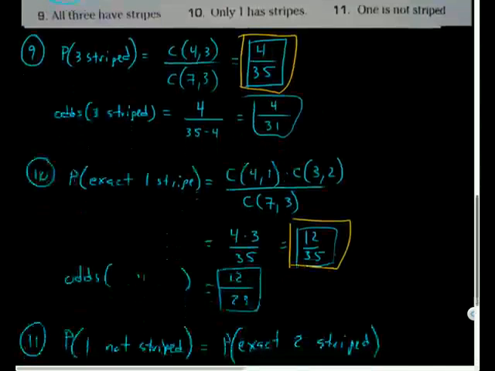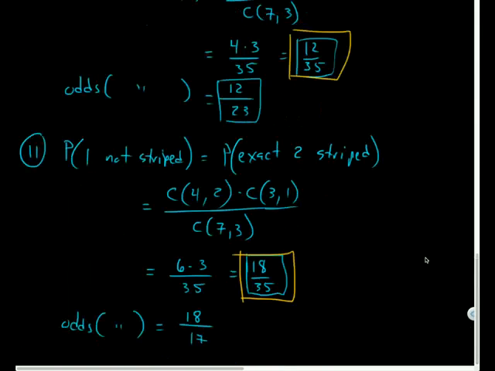What's the remaining case that I'm missing? Let's see. I've got 3 striped, right? I've got 2 striped. I've got 1 striped. The other situation that I would have had to consider is, I guess, a bonus question. What is the probability of no striped kittens, right?